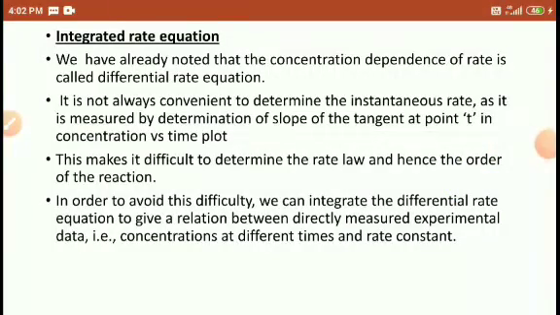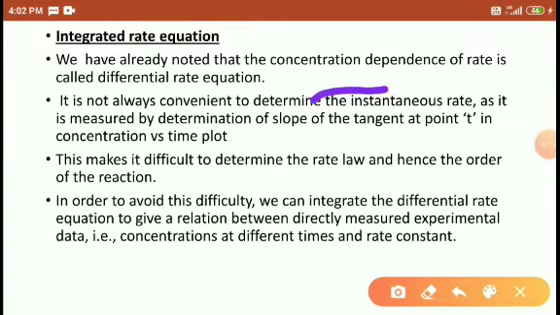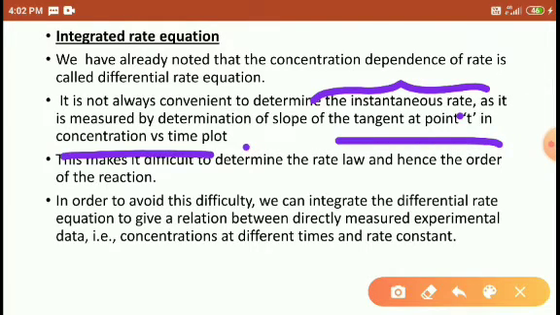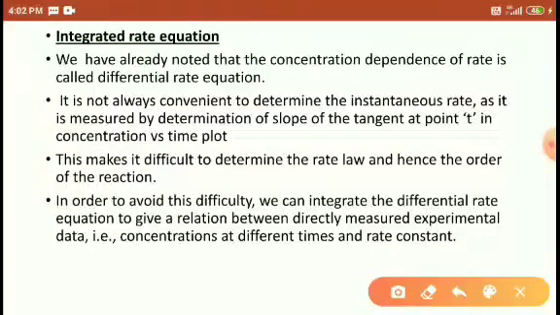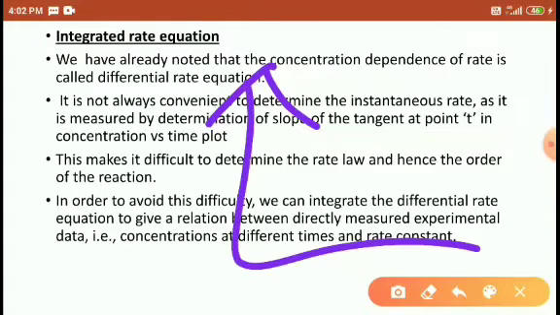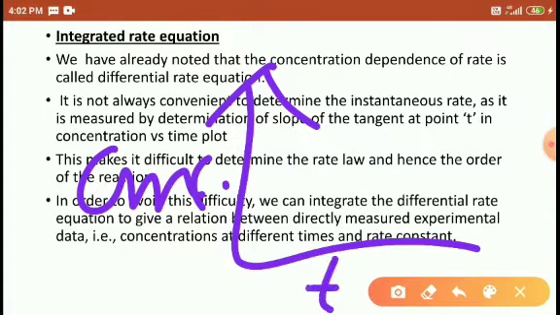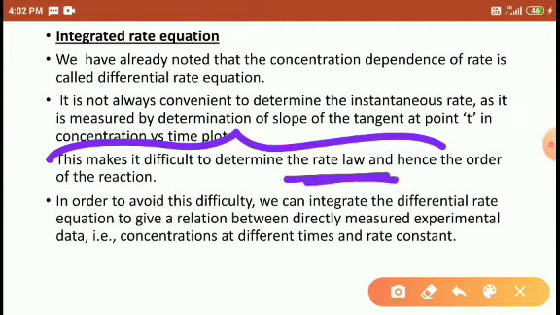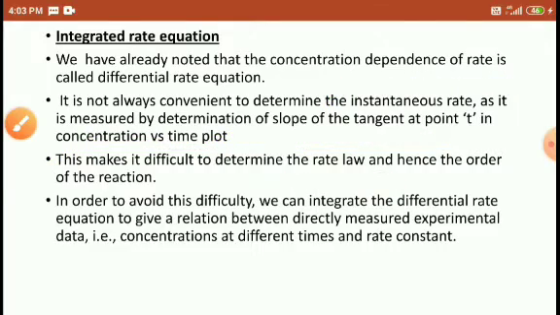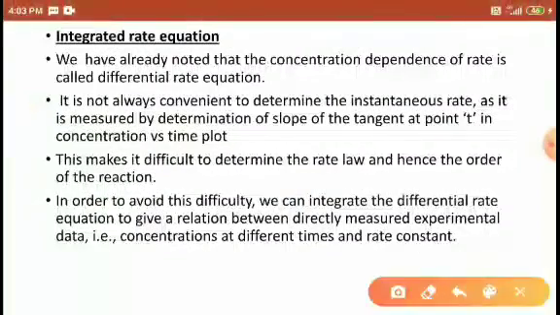Right students, so the instantaneous rate is determined from the tangent at a point t on the graph of concentration versus time. If you want to determine the instantaneous rate, you have to plot the graph of concentration versus time. This is very difficult to do, and it is very difficult to determine the rate law from the instantaneous rate. Hence, we are using the order of reactions.